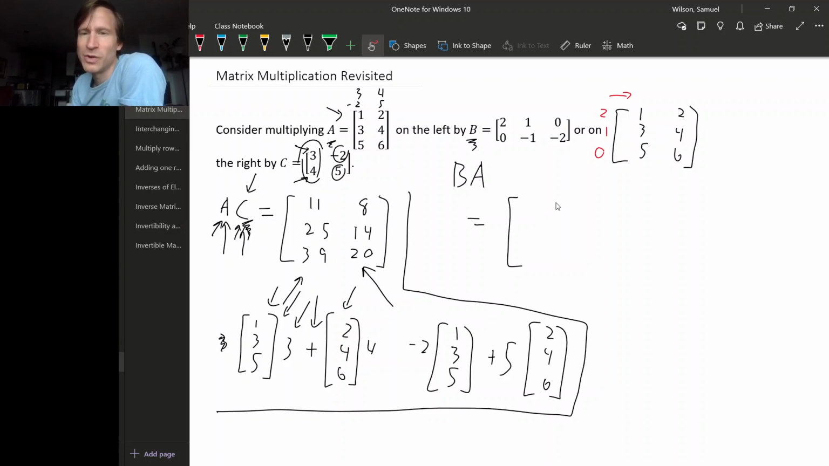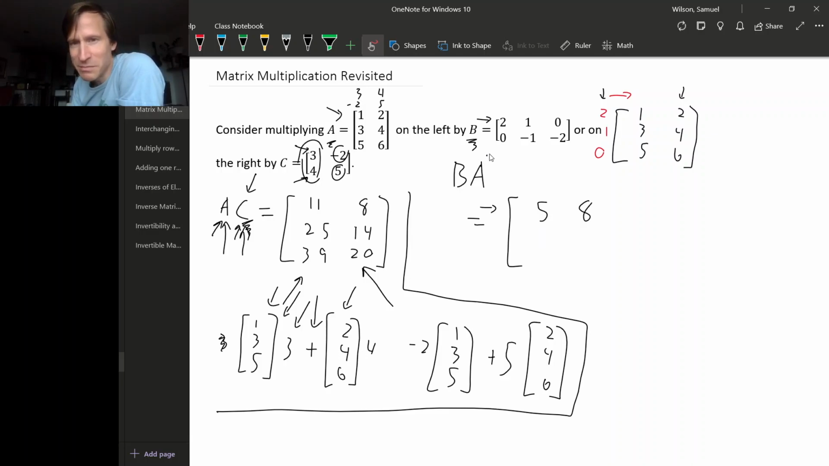So 2 times 1 is 2, plus 1 times 3 is 5 total, and then 0 times 5. So 5, so that's 2 plus 3. And then when we move over to multiply these coefficients by these entries, we get 4 plus 0, so 8. So notice that using the first row, we got the first row of the product.